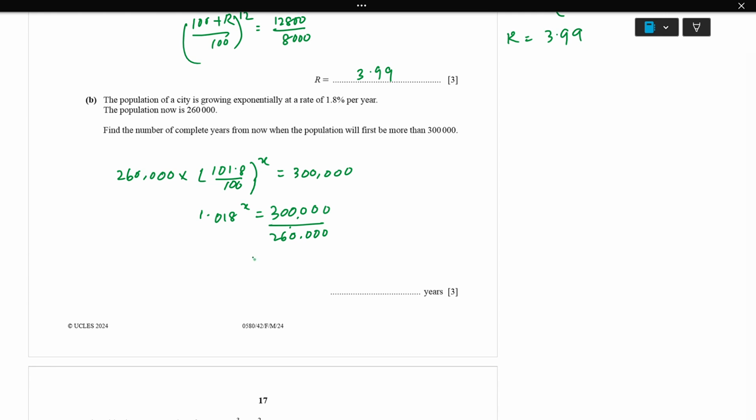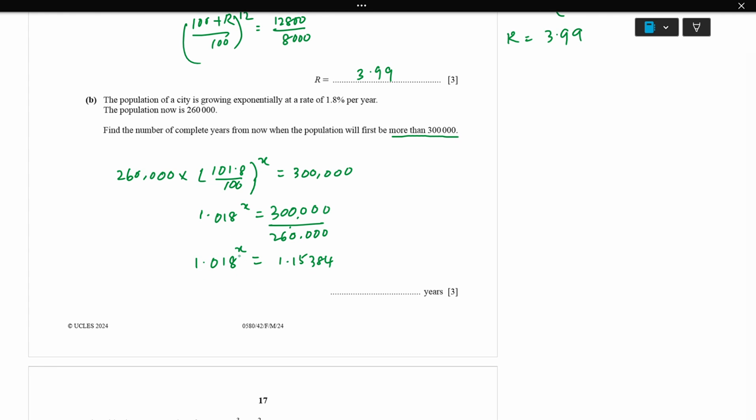Okay, which is equal to 1.15384 to the x, here 1.018 power x. Now you have to do trial and error method in calculator. Type 1.018 with the exponent. First you check like 5, 6, 8. The answer on the right side has to go above this, it should not be below this, because it's more than the population.